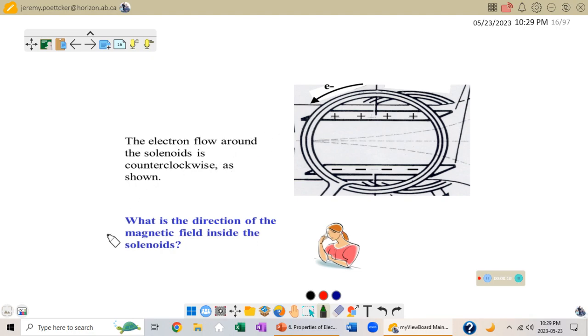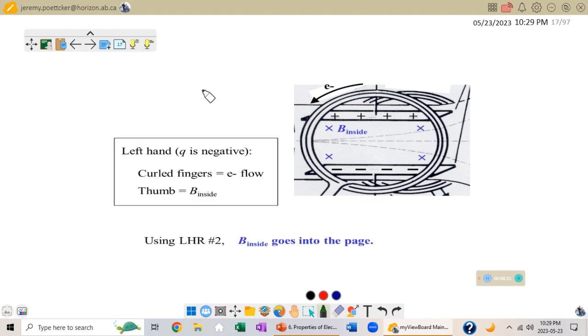So what's the direction of the magnetic field inside the solenoid? In that case, we've got to think, okay, which hand rule is this going to be? Oh yeah, this is going to be the second hand rule. It's going to be left hand, because these are electrons and they're negatively charged. So we have our fingers pointing in the direction of electron flow, and our thumb is going to go into the page. That means the magnetic field is moving into the page, as we've got these little X's to show that. So that's left-hand rule number two we use to figure that part out.